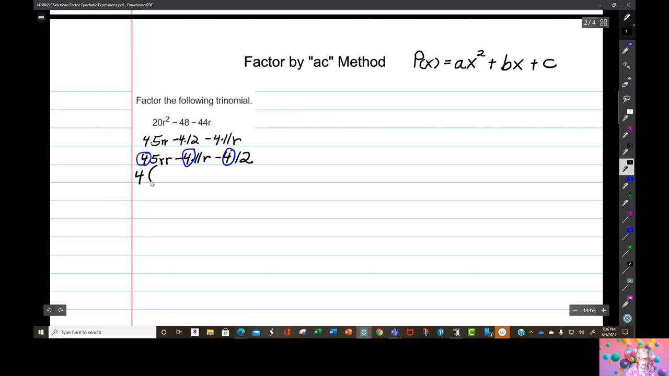4 times 5r squared minus 11r minus 12. And A is not 1. Even given that the 4 has been pulled out, we don't have another GCF in there. So in here, our A is 5, our B is negative 11, and our C is negative 12. We're going to have to use the AC method.